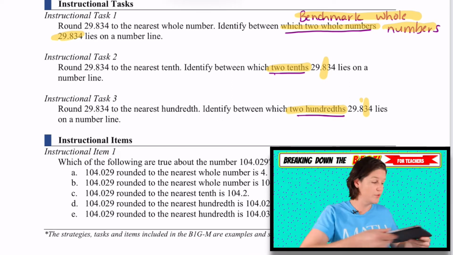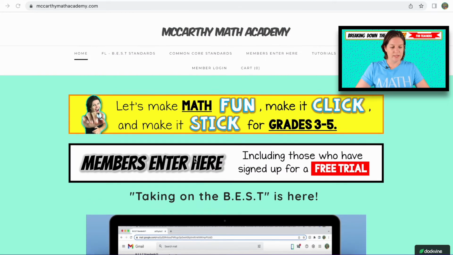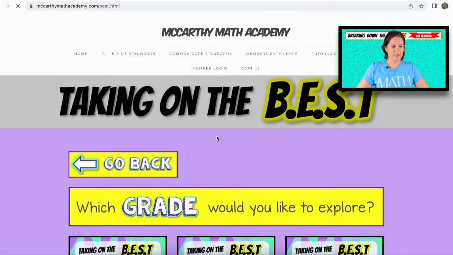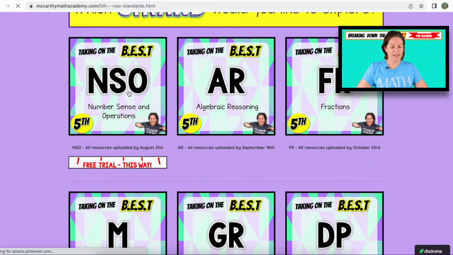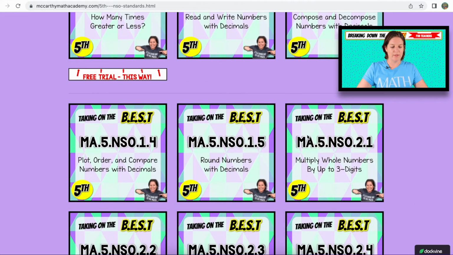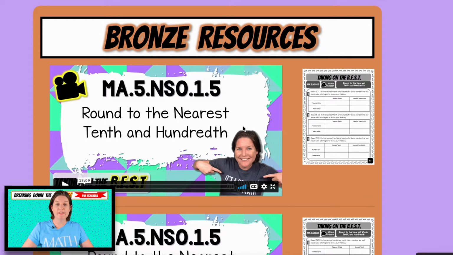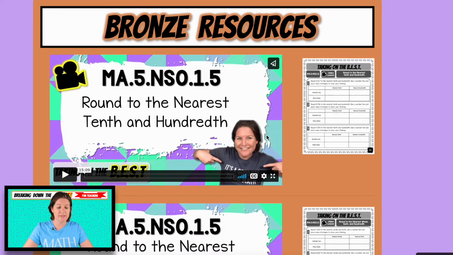but let's go ahead and look at what you have access to with your membership to Taking on the B.E.S.T. So here is the website. You can click right here, members enter here or up there at the tab. Go to Taking on the B.E.S.T, 5th grade. This is NSO and rounding numbers with decimals. Okay, so these are your bronze level resources. Whether you have the bronze, silver, or gold plan, you have access to these.